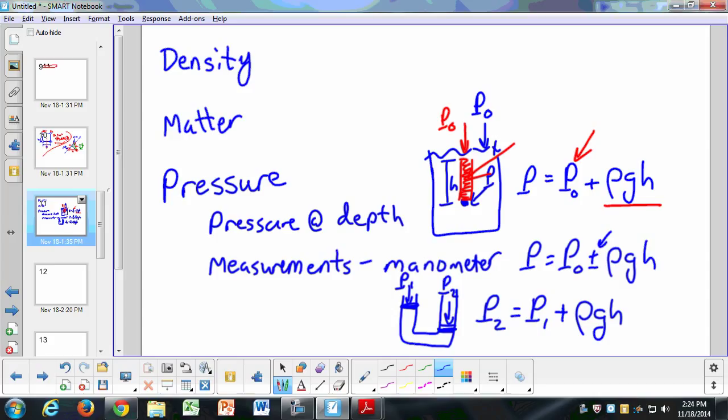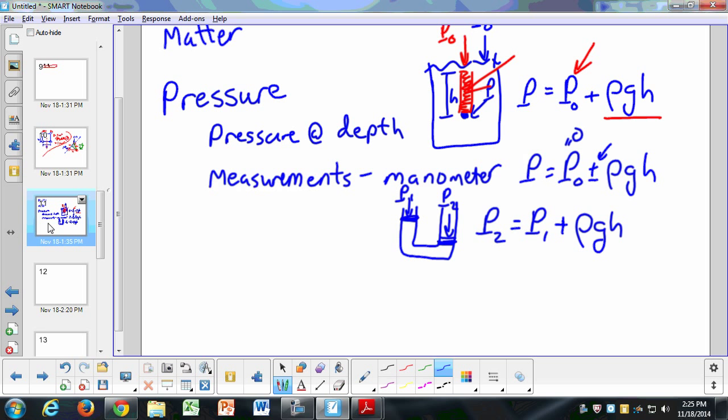So you have pressure measurements using a manometer or a barometer. A barometer, remember, is just a special case where P naught equals 0. So if you have a barometer, I'll call it a barometer, and I'll also say that the pressure inside the barometer is equal to 0. So it should be clear that it's a barometer.